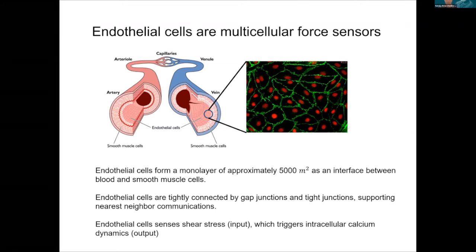So in our experiment, we culture monolayers of endothelial cells. We apply very controlled shear stress as input, and we use intracellular calcium concentration as our readout, as output. And we look at the relation between the input and the output.